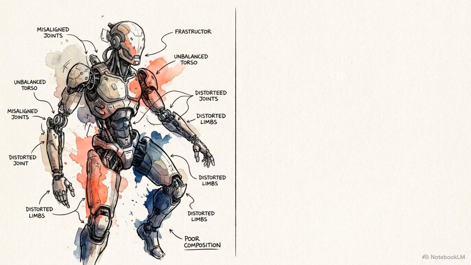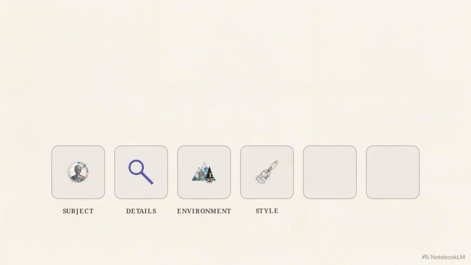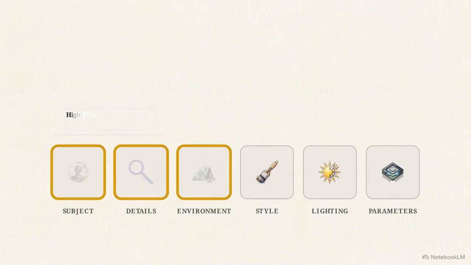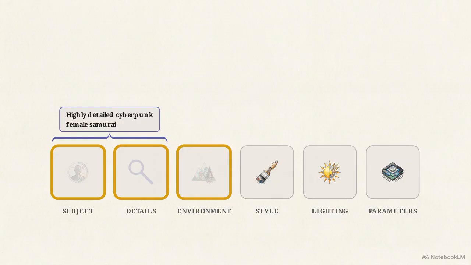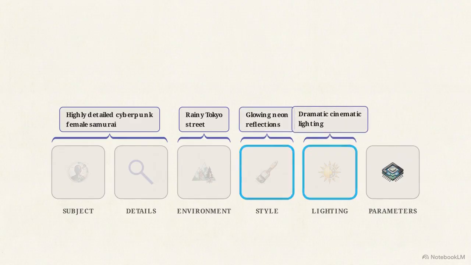Look at this comparison. On the left is a messy generation created with simple conversational language. On the right is a hyper-detailed samurai. To get the result on the right, you need structure. This pro-prompt formula organizes requests into 6 parts: subject, details, environment, style, lighting, and parameters. We lock in the narrative, a highly detailed cyberpunk female samurai on a rainy Tokyo street, then apply style and lighting, glowing neon reflections and dramatic cinematic lighting.